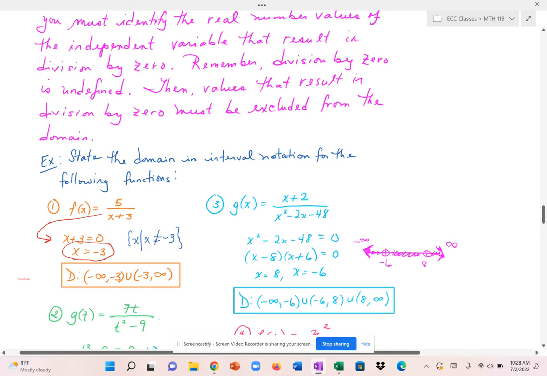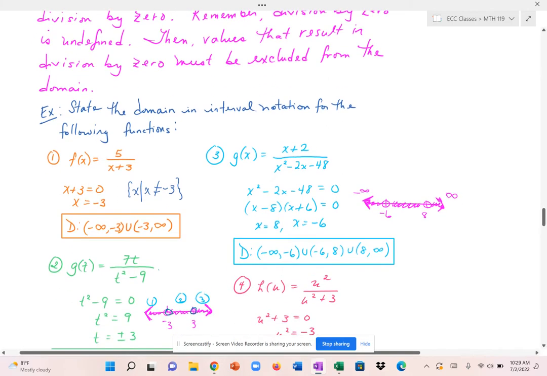The way you show that with intervals is you would say that the domain is from -infinity to -3, union from -3 to infinity. And that means all numbers are in the domain except for -3. That's why we have parentheses around the -3. And just as a reminder, this is what it would look like with set builder notation: the set of all x such that x is not equal to -3.